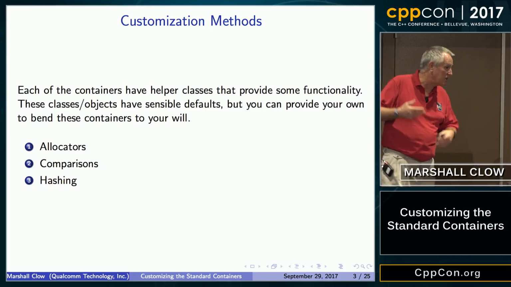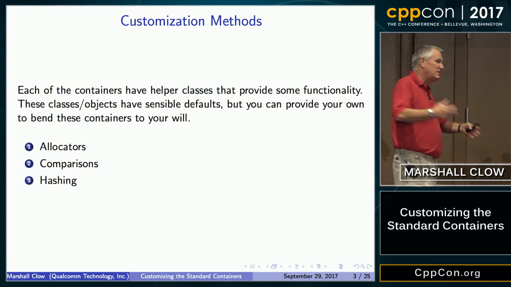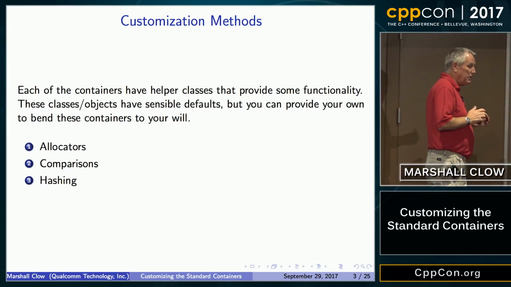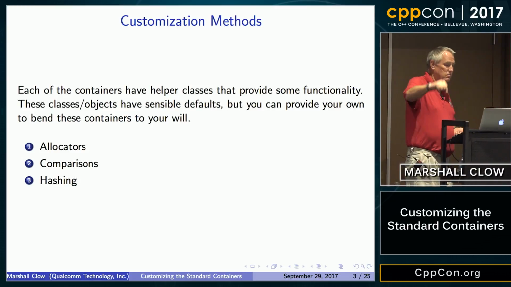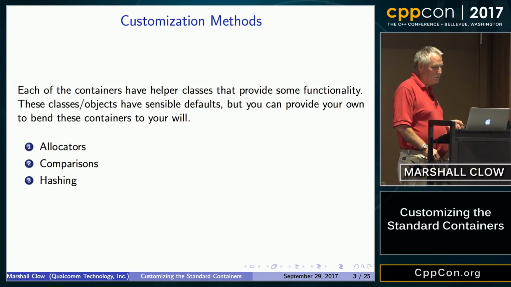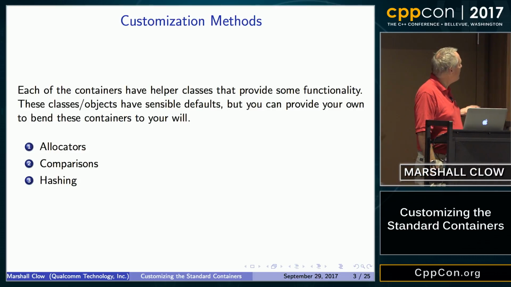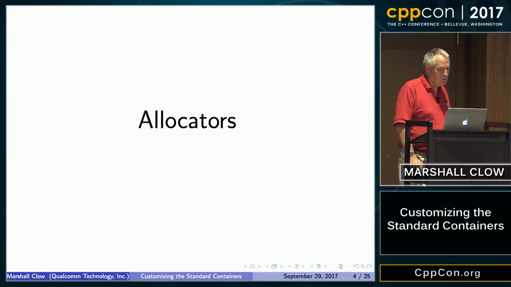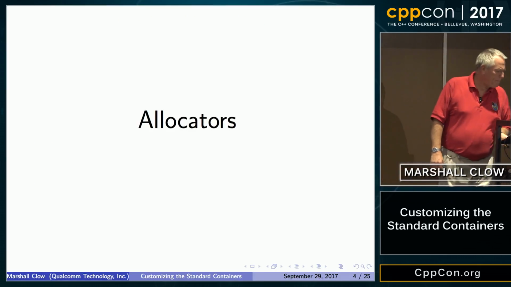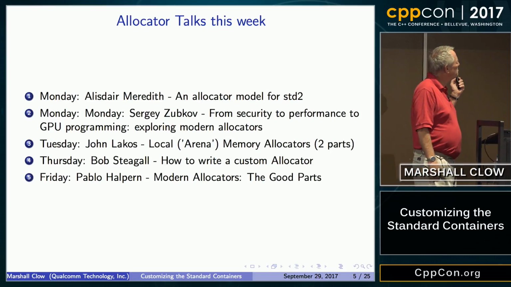They can be objects. They can be lambdas. They can be std::function. They can be whatever. But I'm going to call them functions because it's a nice thing to hang on to. Anyway, there's a lot of power here. So we're going to start with allocators. OK? Allocators.